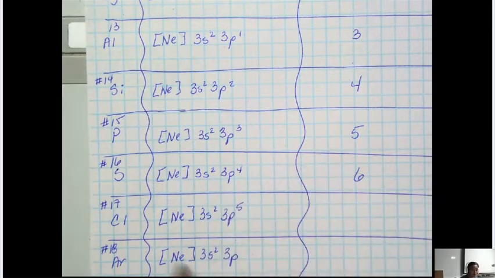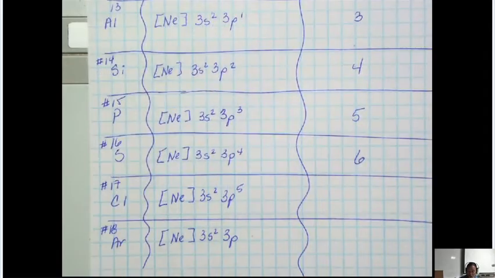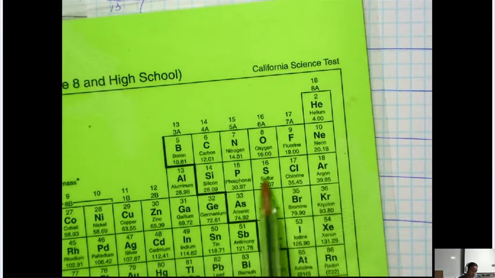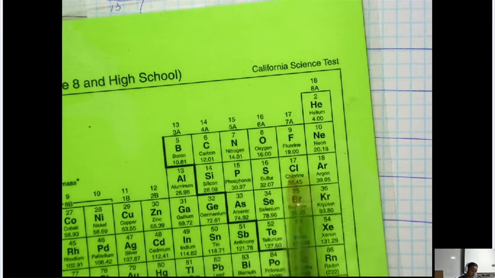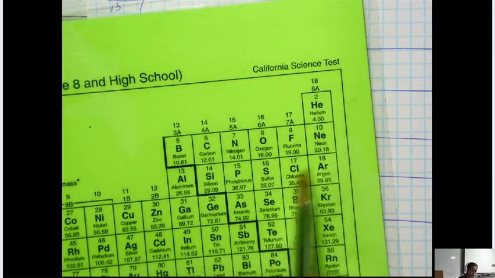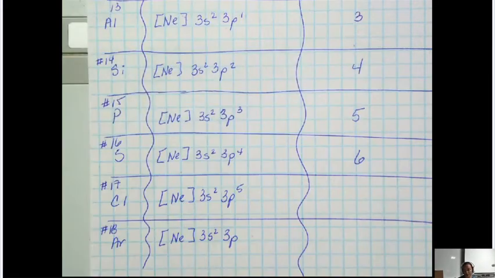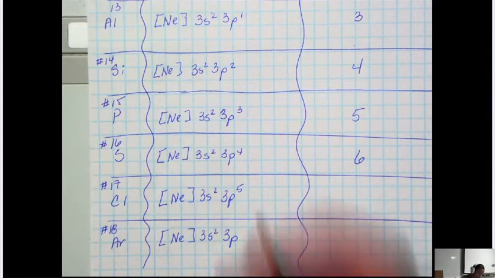Let's go ahead and do the next configuration. So argon, 1 more over. So we went from phosphorus to sulfur to chlorine, now to argon, going 1 over again. So what would that end with? 3p what? 6. Good, 3p6.